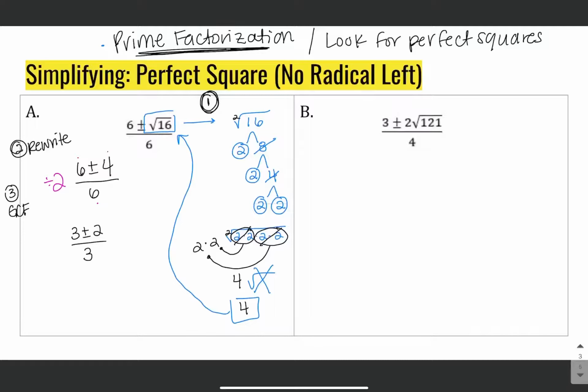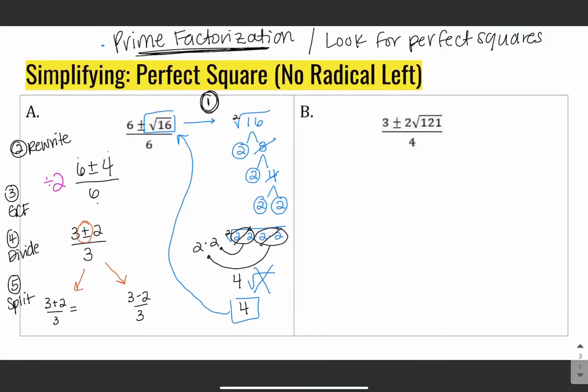So after the GCF, we just divided. And then last but not least, we need to split. The reason why we're splitting is because I have both a positive and a negative. So that means I can have 2 versions. I can have 3 plus 2 divided by 3, and I can have 3 minus 2 divided by 3. So I'm going to have 2 answers to this problem.